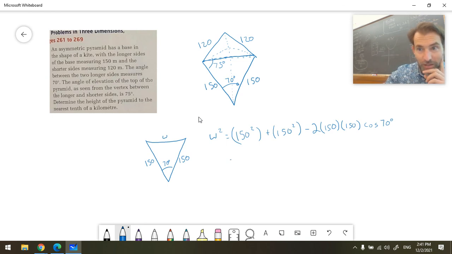You can just chunk this on a calculator, but it would be much easier to say this is 2 times 150 squared multiplied by 1 minus cosine 70 degrees. Okay? If you're confused about how I got that, just do this on your calculator. You'll find that this will give you the same thing. All right, so let's do that. So, clear. 1 minus cosine 70 equals 0.6579. I'm just going to put that in memory.